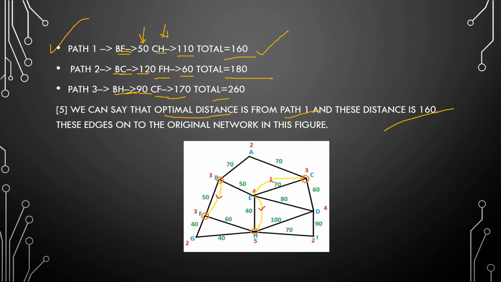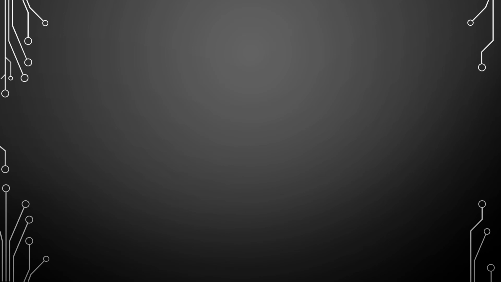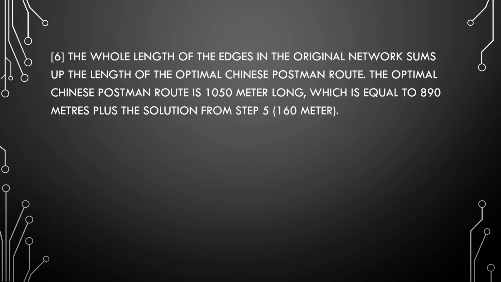These edges can be shown in the network figure. Using the odd vertices, the optimal path is BF and CH. Let us move to the next slide. The total length of the edges in the original network plus the added edges gives the length of the optimal Chinese postman route, which is the original total plus the solution from step 5, 160 meters. So we have cleared this Chinese postman problem.